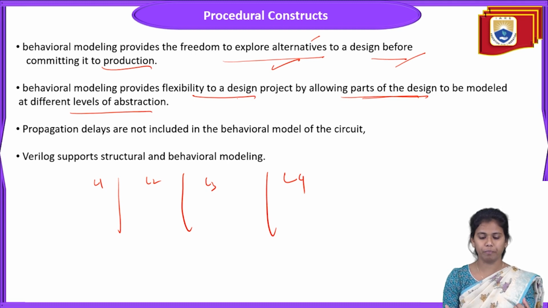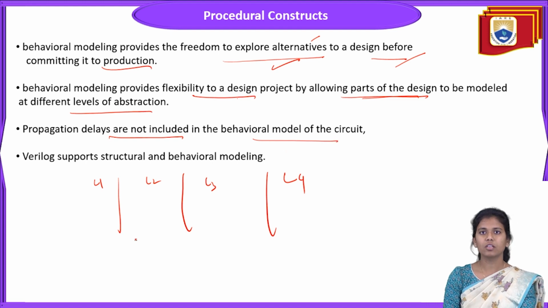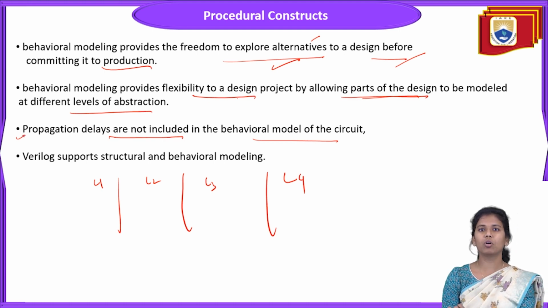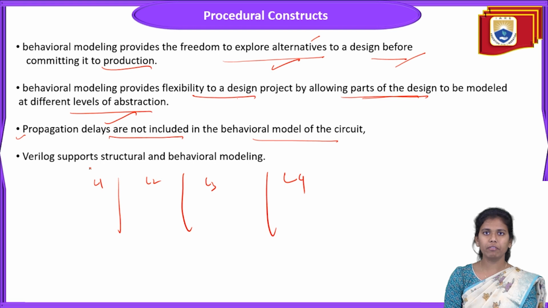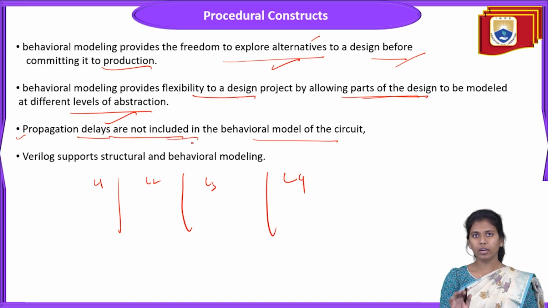Next, propagation delays are not included in the behavioral model of a circuit. This particular sentence is talking about gate level modeling. As we are discussing the behavioral level of modeling right now, we have to remember the gate level modeling. In gate level modeling, only the delays are observed. We have already discussed different types of delays as well. In behavioral modeling, there is no point of delaying. So propagation delays are not included in the behavioral model of the circuit.